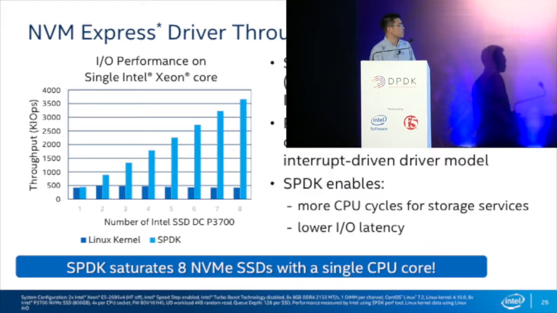And this page just shows the performance comparison. If we just use one CPU core, you can see that SPDK can linearly increase the performance from 1 NVMe SSD to 8. But definitely, the performance will go down if you provide more and more NVMe SSDs. But you can see the kernel, even if you increase the number of NVMe SSDs, the performance cannot be increased.